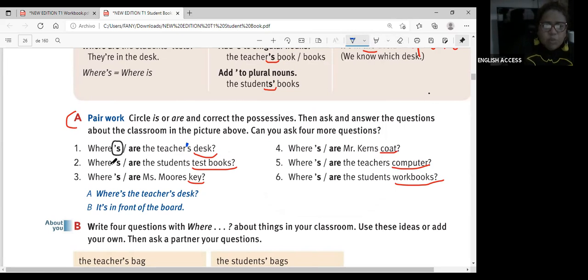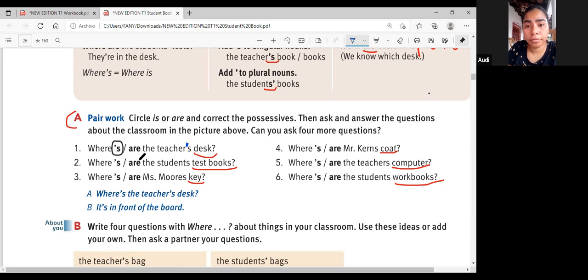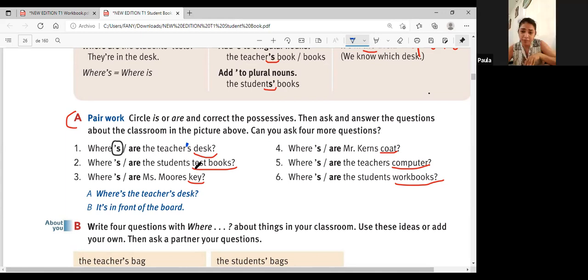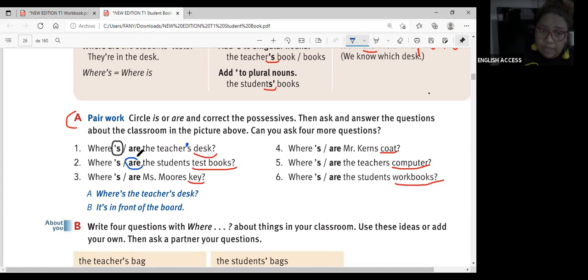Now let's see number two. Where's the students' textbooks, or where are the students' textbooks? Where is or where are? Where is? Why? Where are, because it's plural. Okay, aquí les marqué. You have to look.